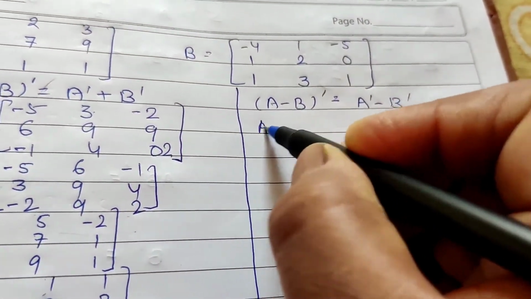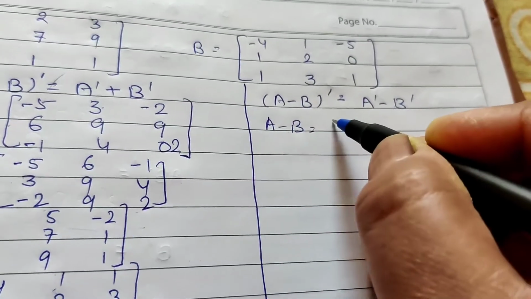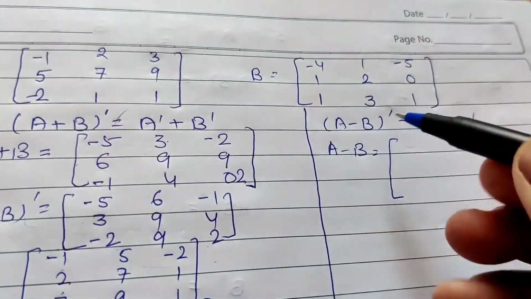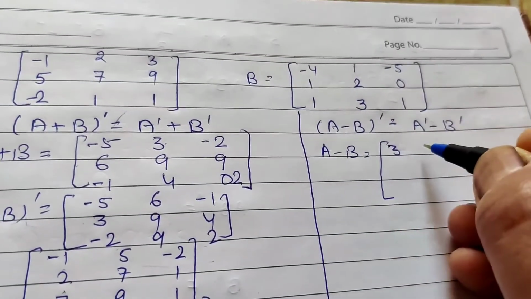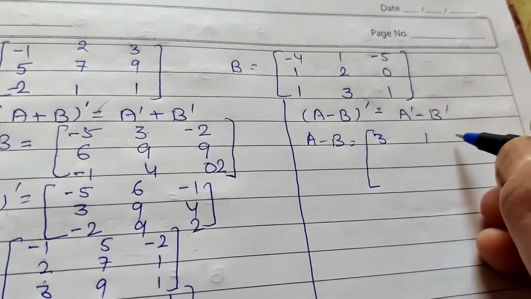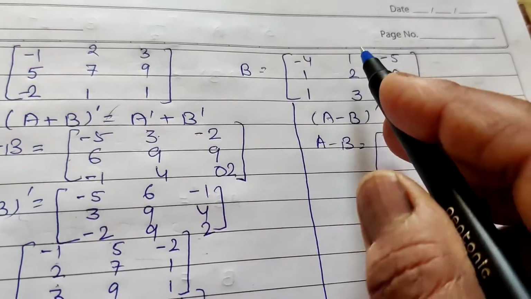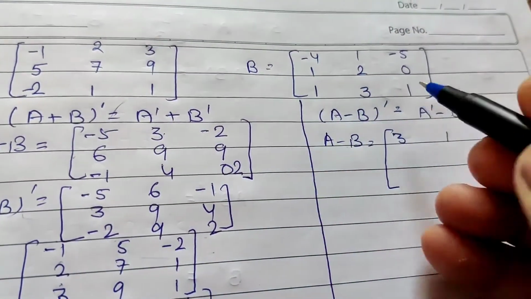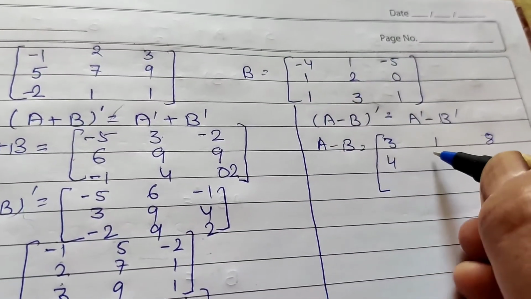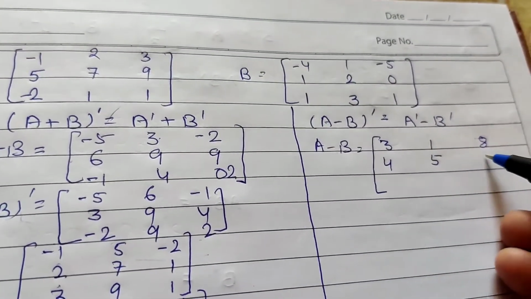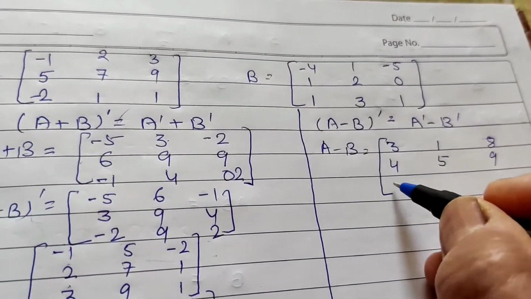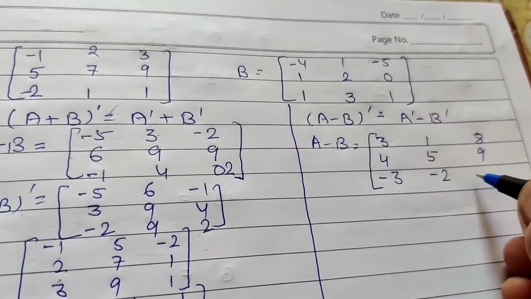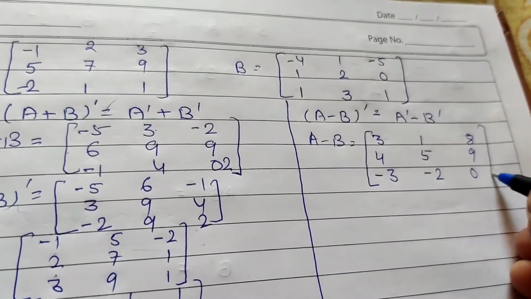So first we have to find the difference. -1 plus 4, it is 3. 2 minus 1, 1. 3 plus 5, 8. If we minus, then it will be add. 5 minus 1, 4. 7 minus 2, 5. 9 minus 0, 9. -2 minus 1 is -3. 1 minus 3, -2. And 1 minus 1, 0.